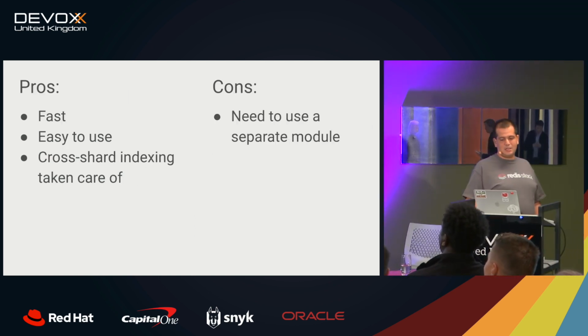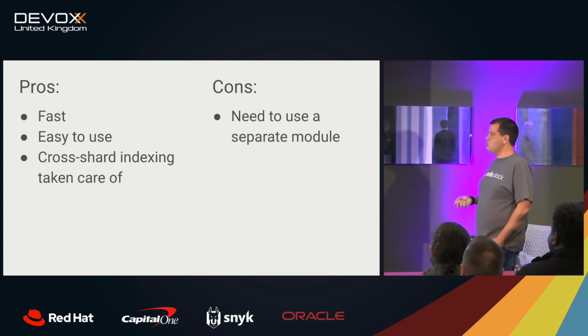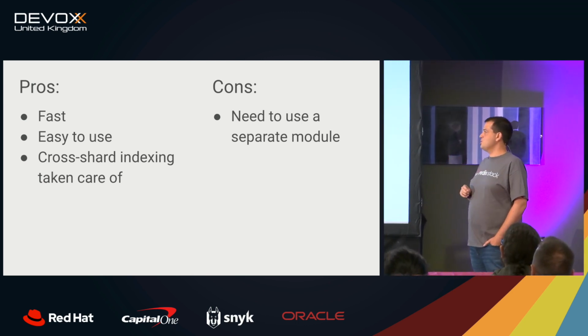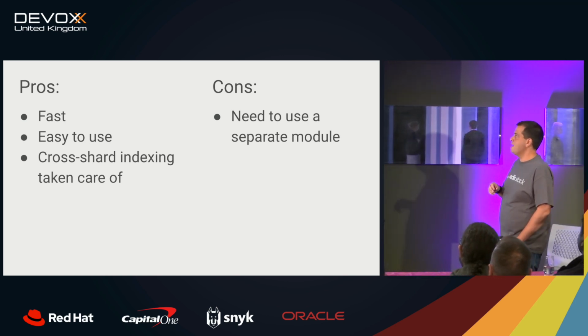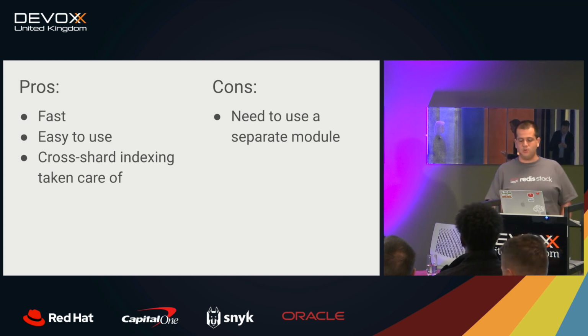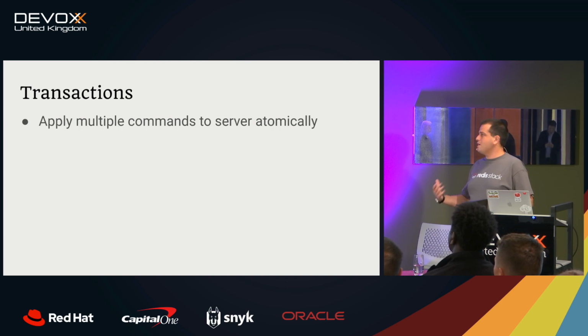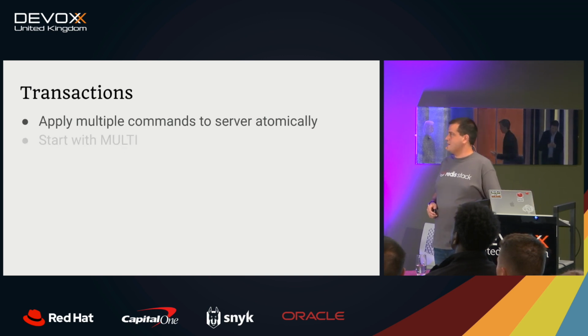And the nice thing is that this is fast, it is easy to use, and it allows you to index across shards relatively easily. And then the big con is that you need to use separate Redis modules to make this happen. So transactions and scripts basically allow you to apply multiple commands to a server atomically.